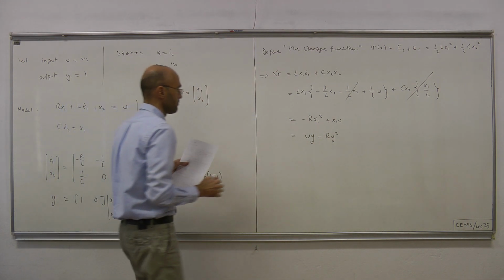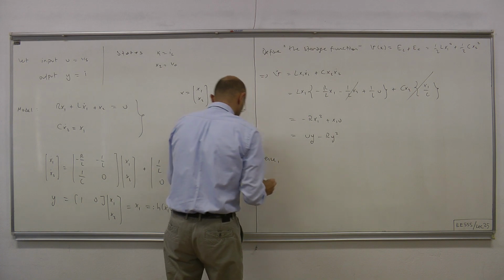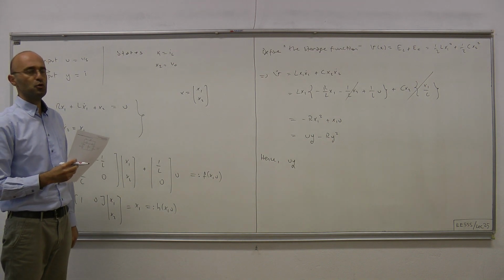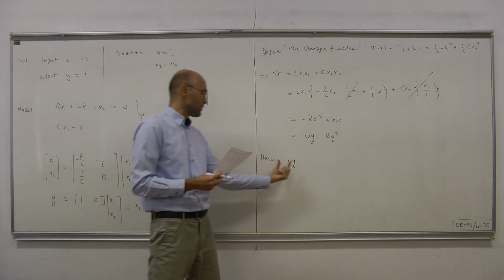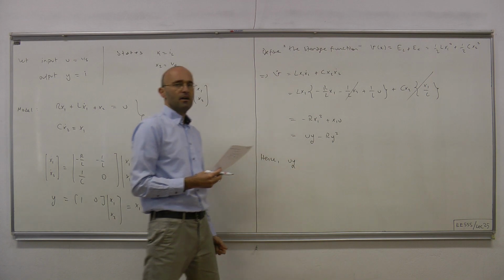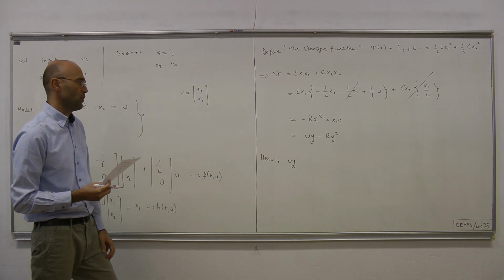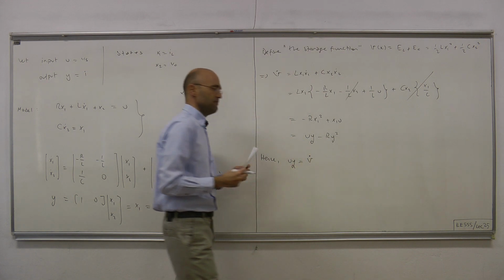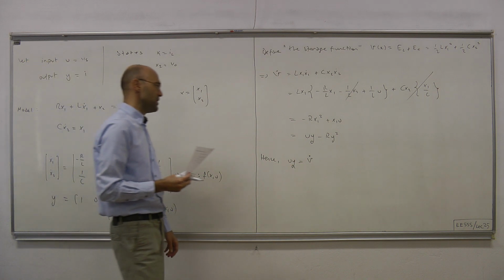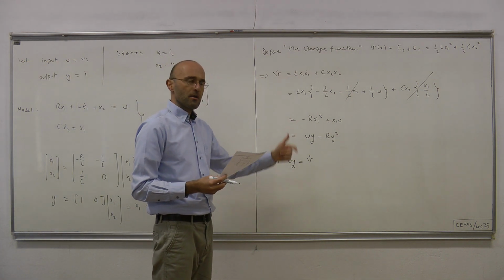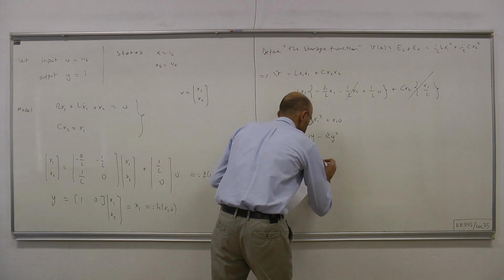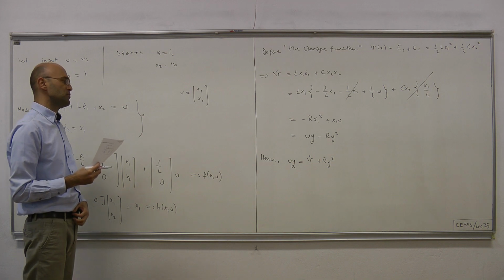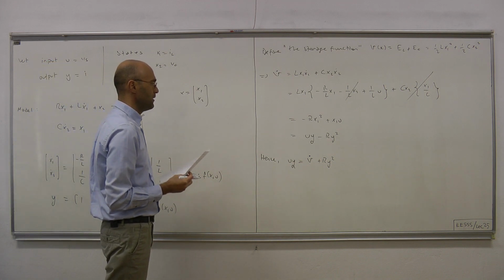Okay. Hence, this product u times y, which in our case has a physical meaning, is the power provided by the source or the input, equals V dot, the rate of change of stored energy in our dynamic components, capacitor, inductor, plus R times y squared, the power absorbed or dissipated on the resistor.